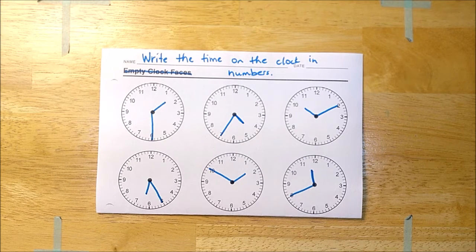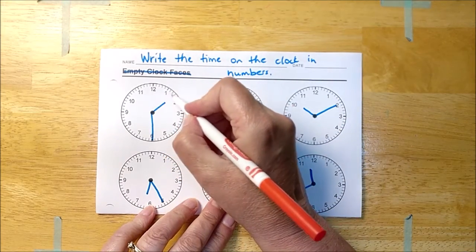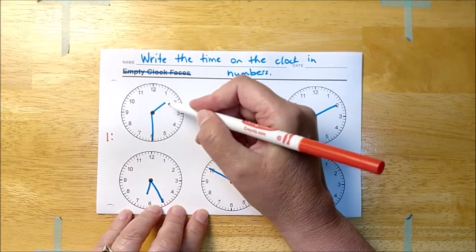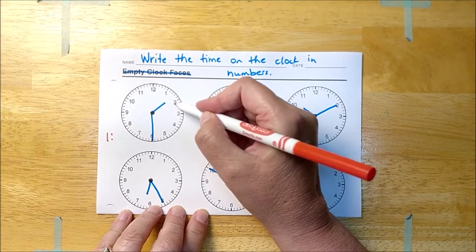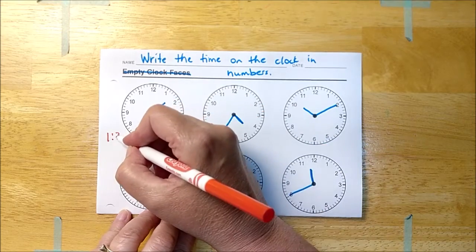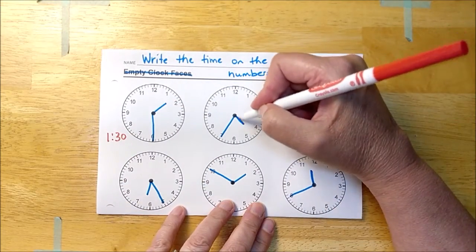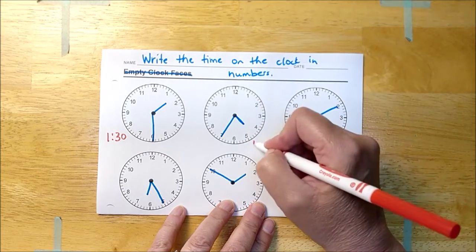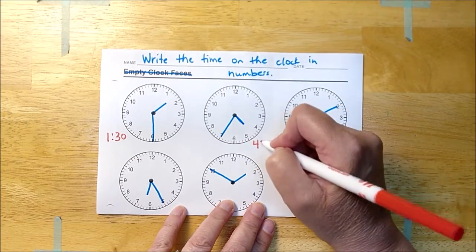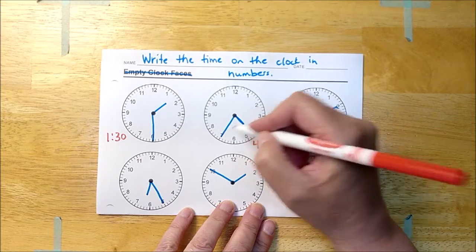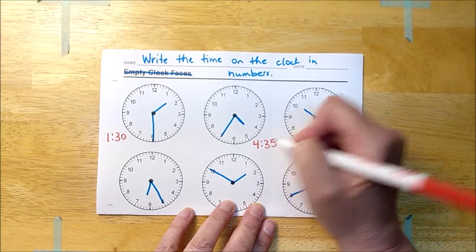Okay, so I'm looking at this. My hour hand is halfway between the 1 and the 2, so I know it's still 1 o'clock. The hour is still 1, and it's down here, 5, 10, 15, 20, 25, 30, so it's 30 minutes. Hope you got that one. So here my hour hand is between the 4 and the 5, so I have to say it's still the 4th hour. And it's gone 7 times 5 is 35 minutes.